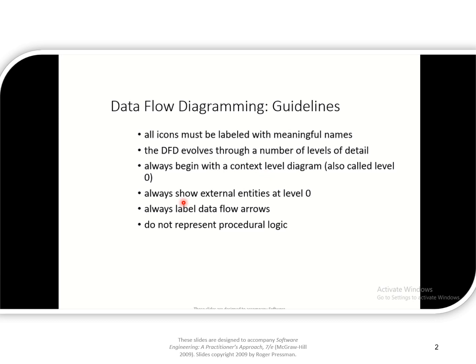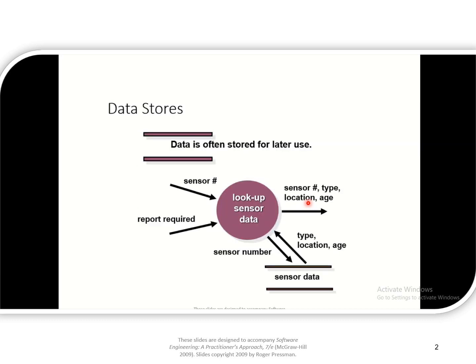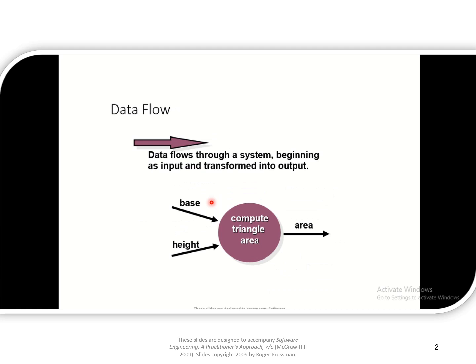Fourth point is to always show external entities at level 0. Like we have a primary input and output value that should be carefully noted in the context diagram. Here you can see these are the input and output values which are being clearly noted in the first level.